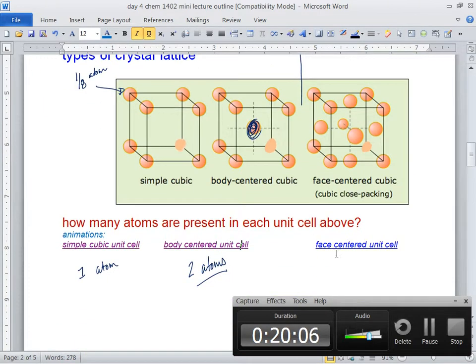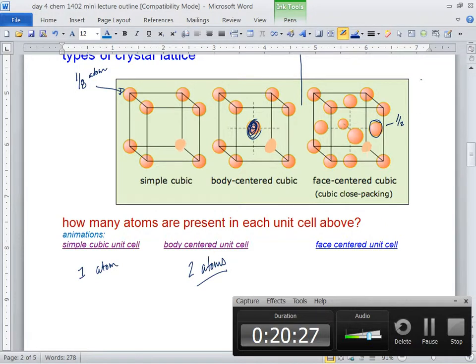And then the last type is face-centered unit cell. So you don't have anything in the center anymore, but you've got a half at each face. So it's hard to draw these things. You might be able to see it better in the animation, but like this guy's in the face, but only half is actually inside and half is outside.